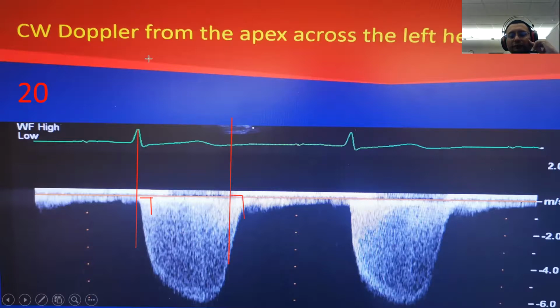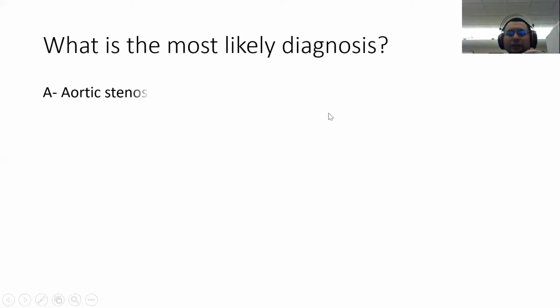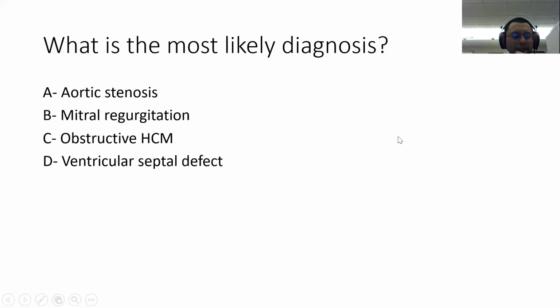Is that clear, Sarah? Yeah. Okay. Just showing you this also. All right, so that is actually a mitral regurgitation Doppler.